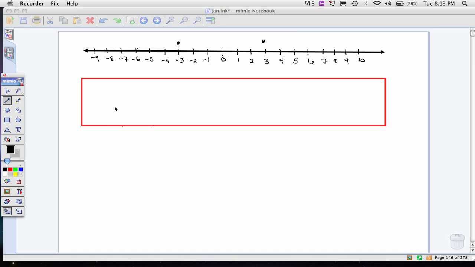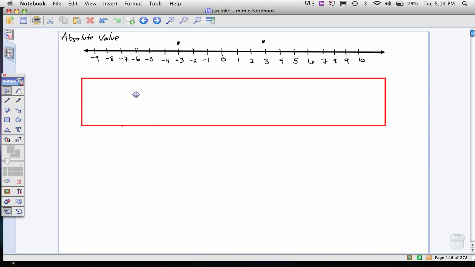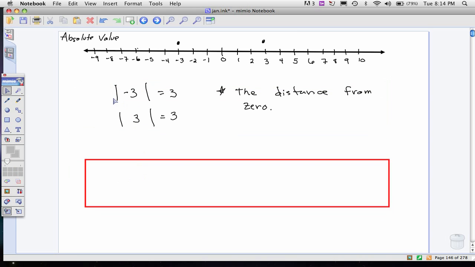This video will cover page 2 of the 2.1 to 2.3 review. In particular, what this unit is talking about is absolute value. Now, you may have seen absolute value before, and it deals with those straight bars. What it means is actually distance from zero.